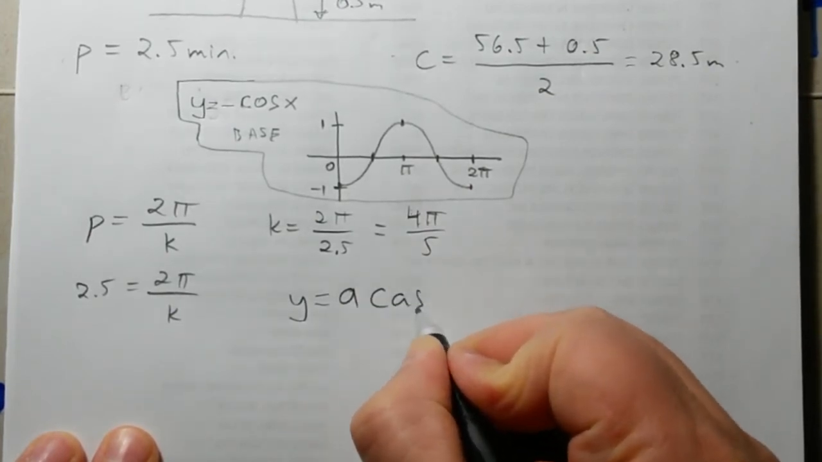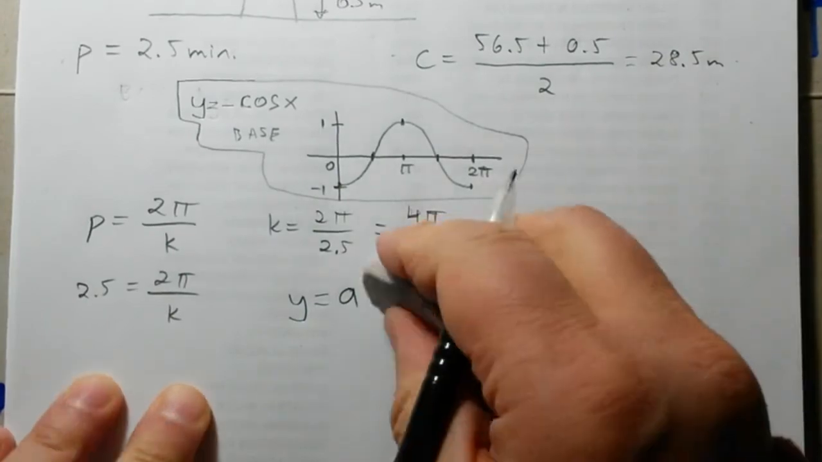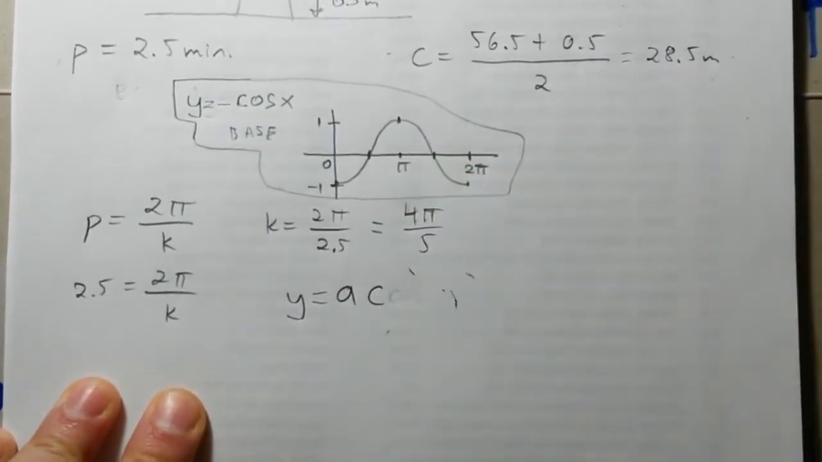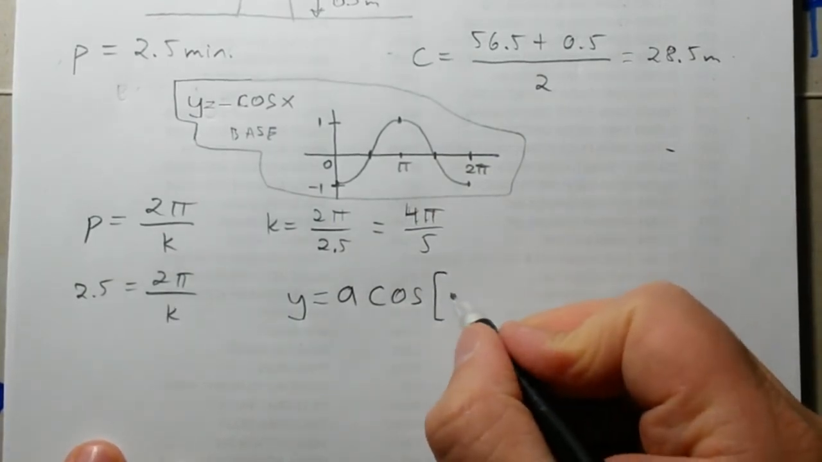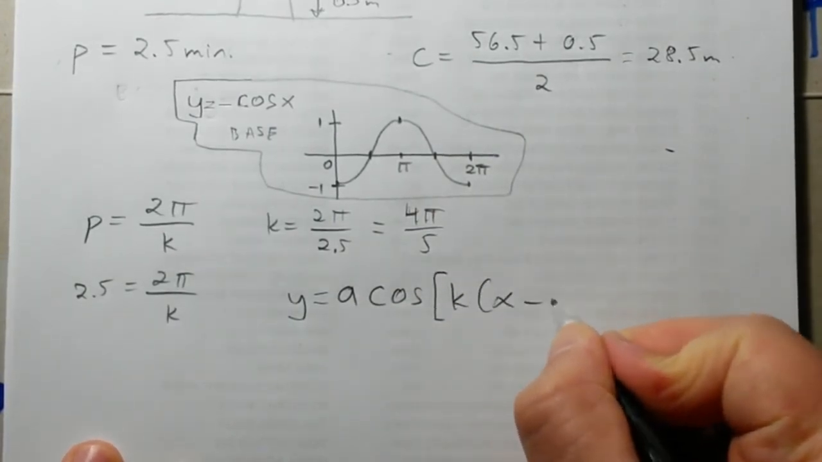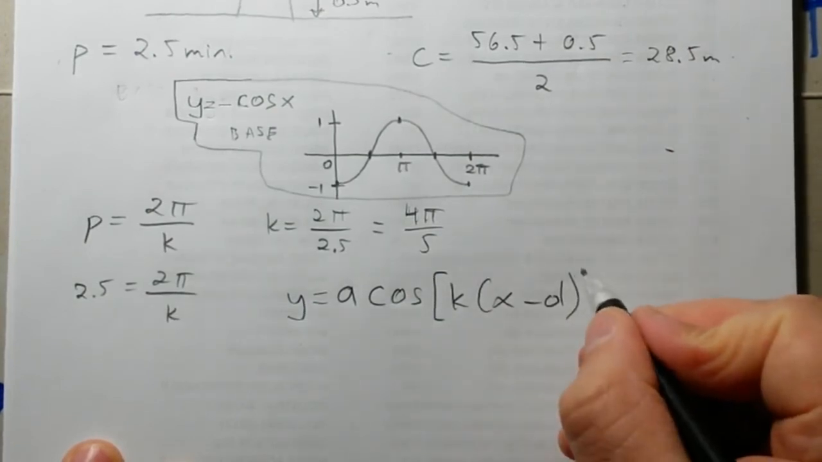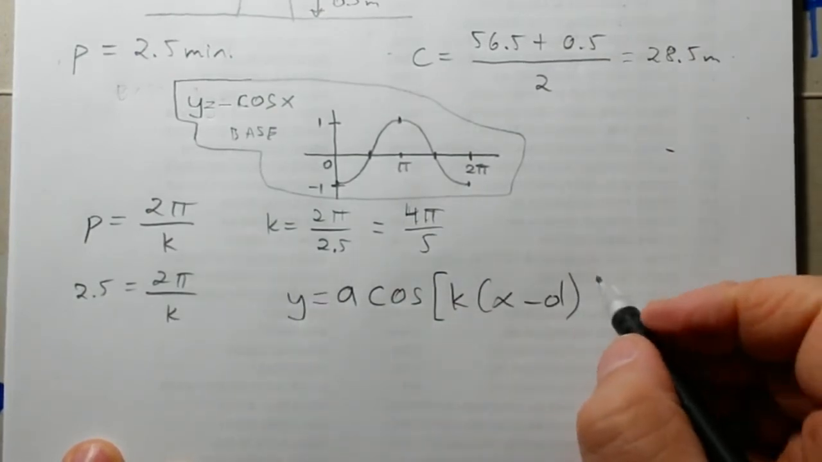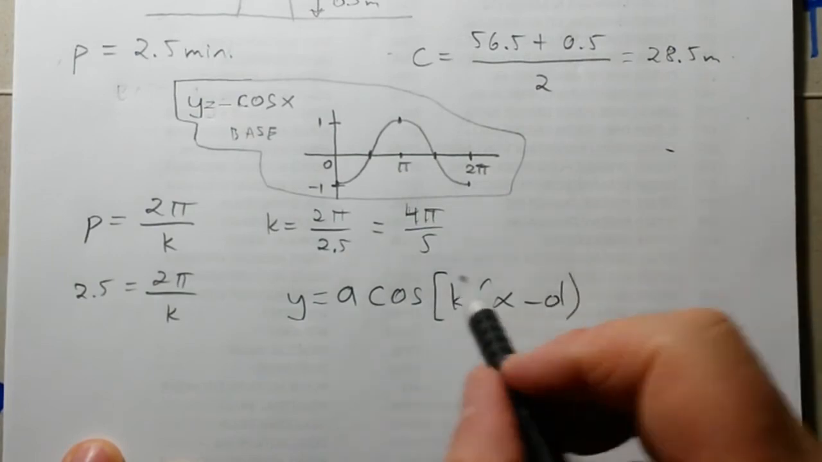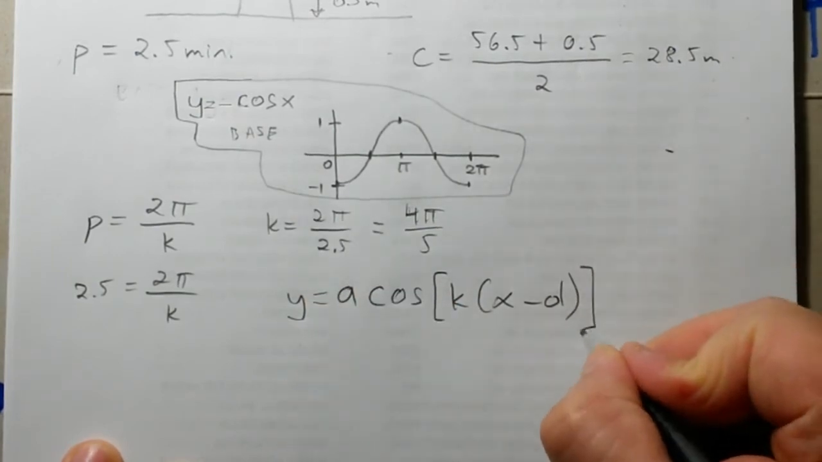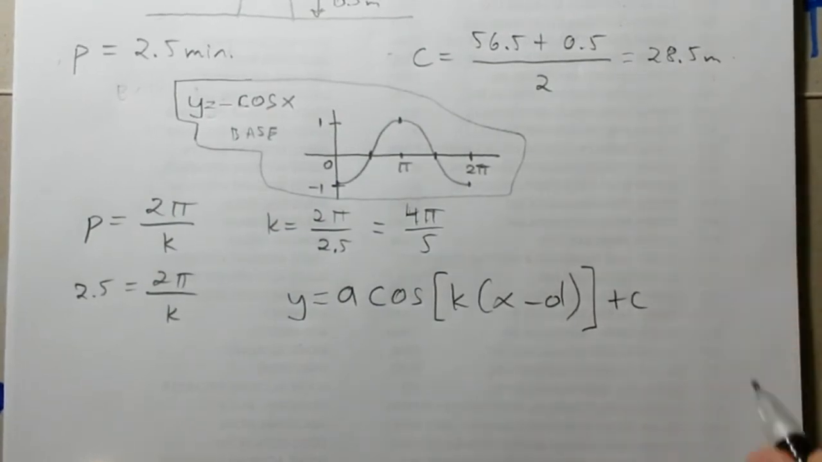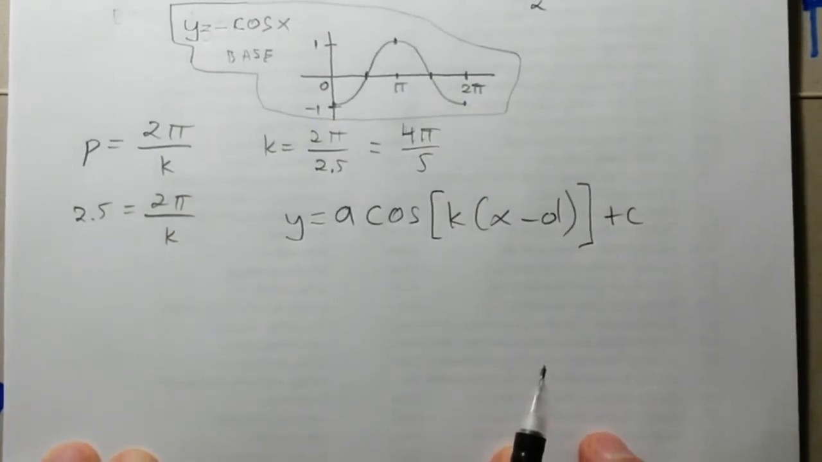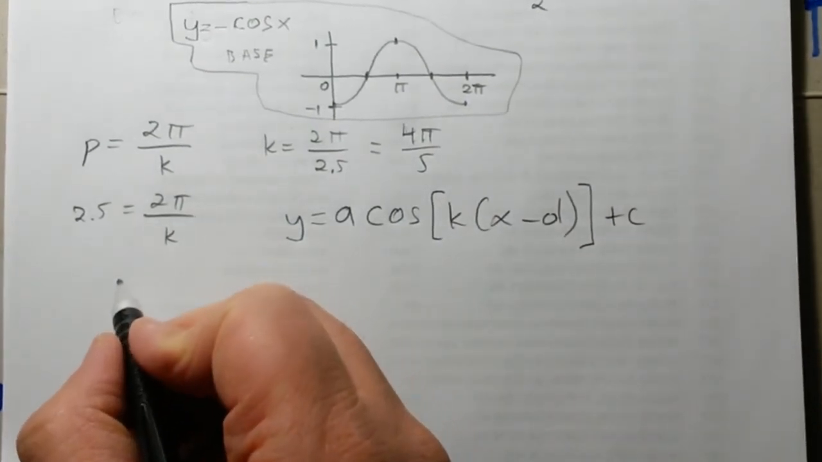y equals a cosine. We know that a is going to be negative. y equals a cosine, open bracket, k, x minus d. d is going to be 0 since we know that at t equals 0, we're going to start at the bottom, so we don't need to worry about any phase shifts. Plus c, the equation of axes. So let's write down our equation with all the data that we got.